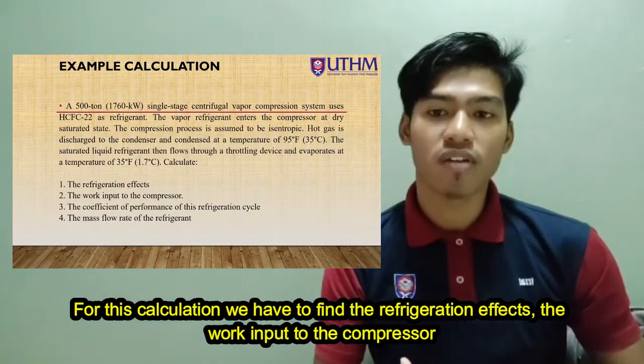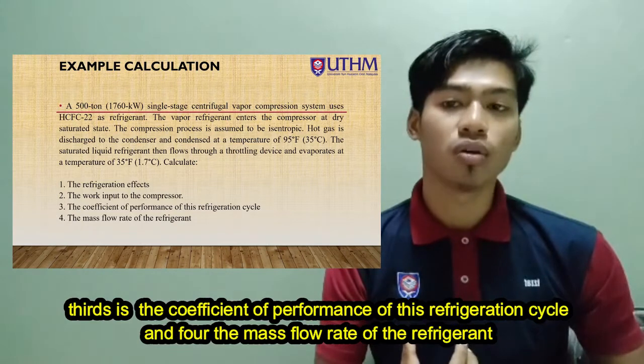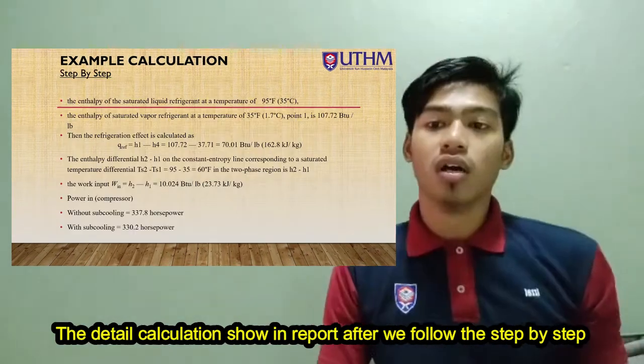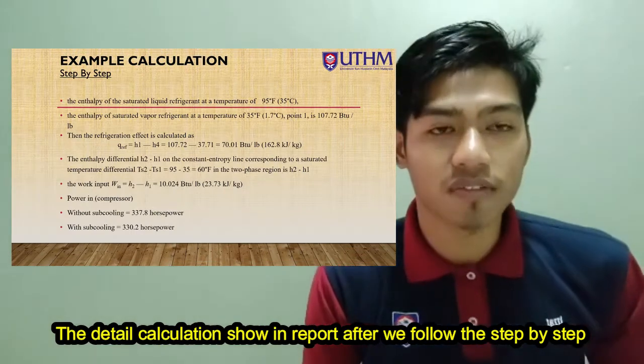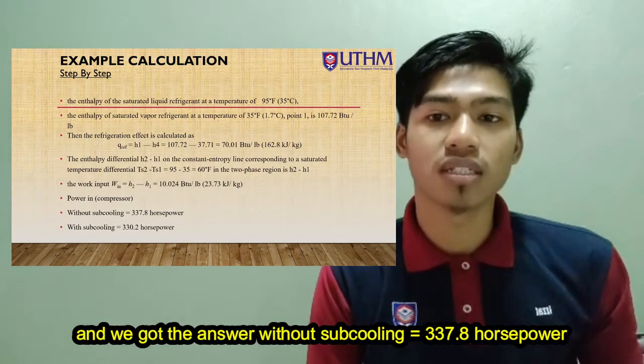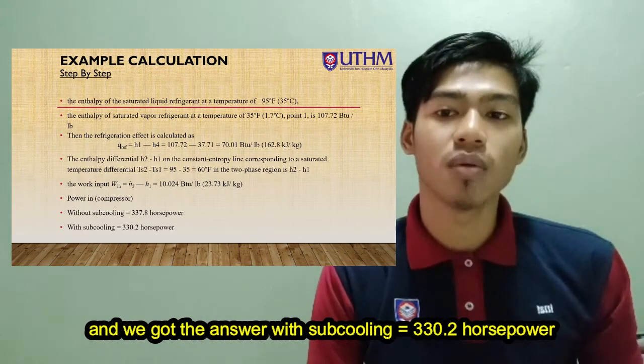For this question, we have to find first the refrigerating effect, second the work input to the compressor, third the coefficient of performance of this refrigerant cycle, and fourth the mass flow rate of the refrigerant. The detailed calculation is shown in the report. After following the step by step, we got the answer without subcooling of 337.8 horsepower, and with subcooling 330.2 horsepower.